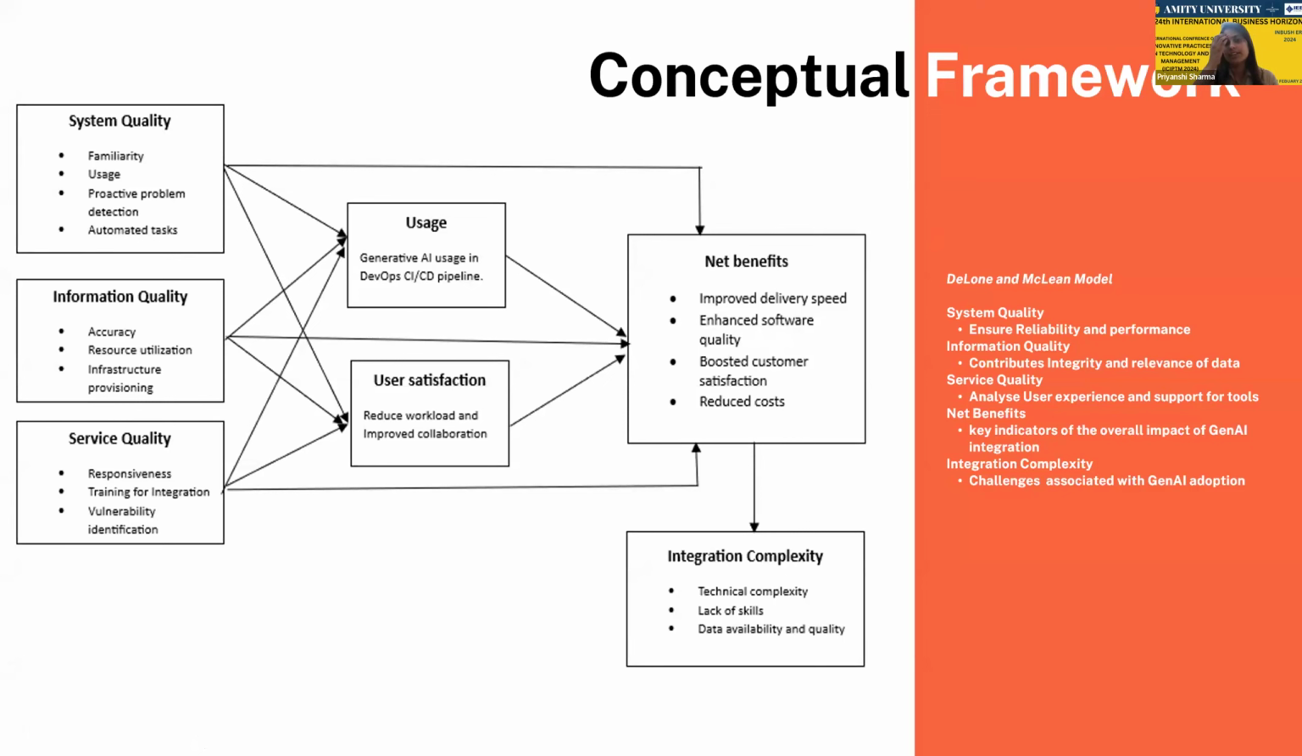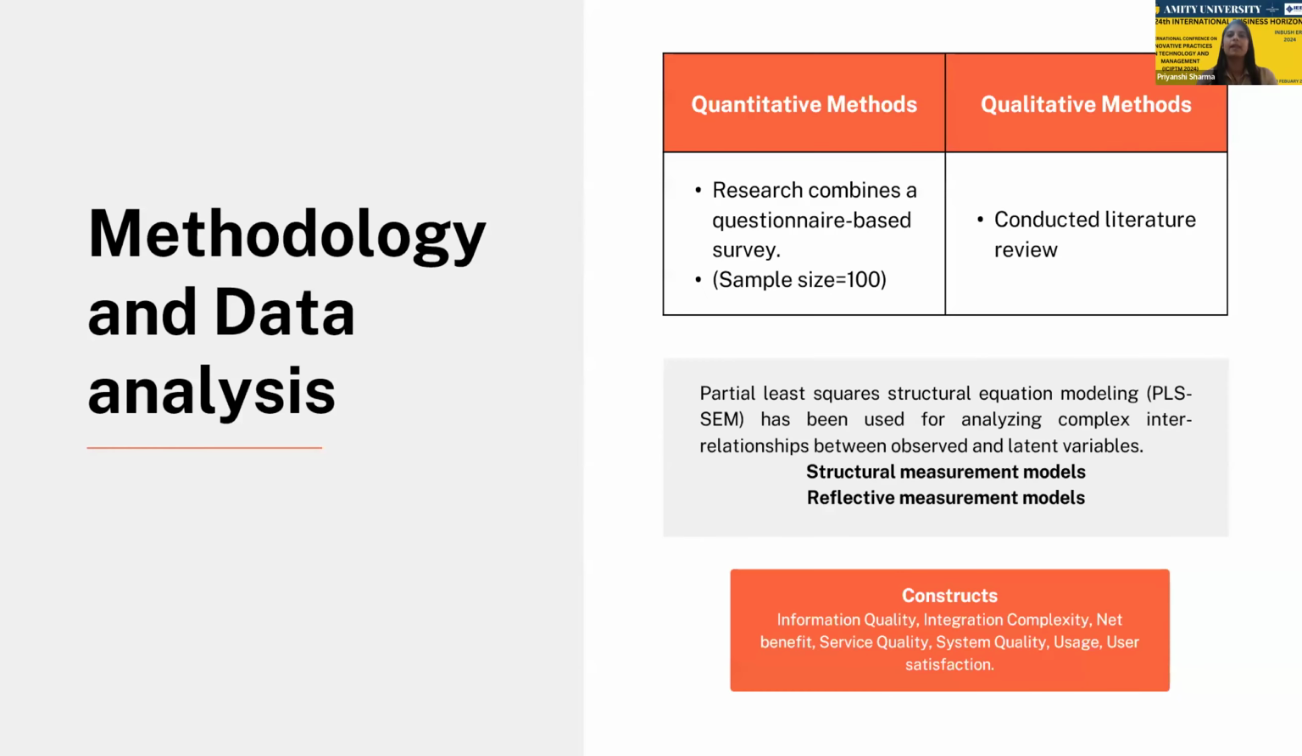All these parameters, all these variables will be fulfilled, then we will get the benefits like improved delivery speed, reduced cost. These are basically the key indicators of the overall impact of generative AI integration. In order to adopt generative AI, there might be some challenges that can occur, like technical complexity and lack of skills that need to be resolved.